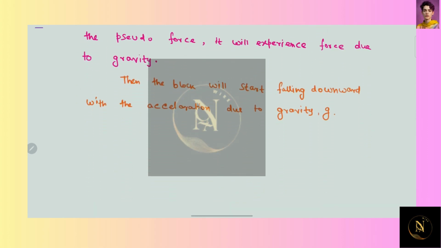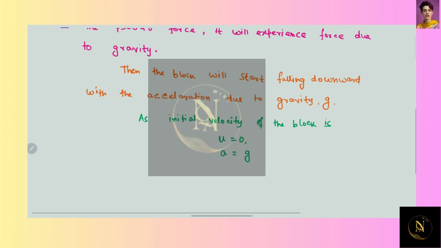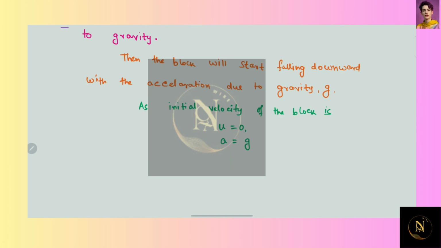So in that case, we can say the initial velocity of the block is u equals 0, because initially the block was at rest. Then acceleration due to gravity is downward, that is g, and the time which is given to us is 0.2 second. So we have to find the displacement.